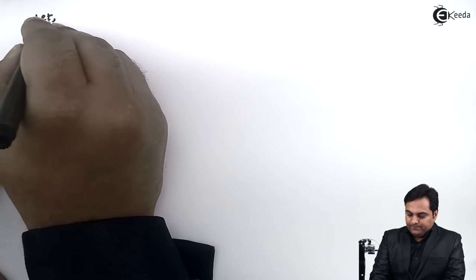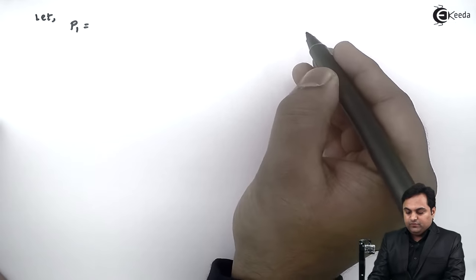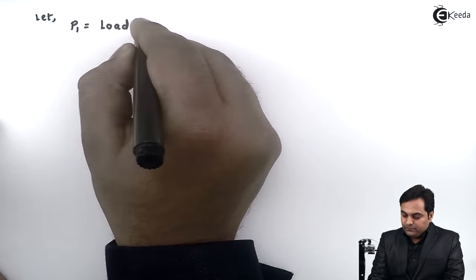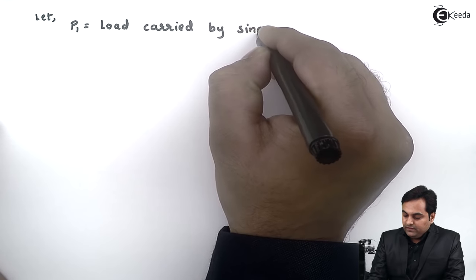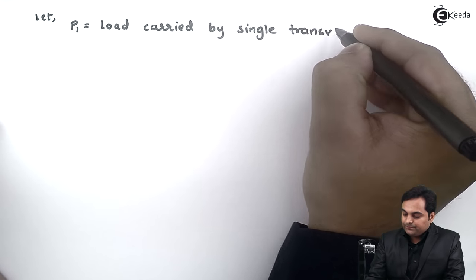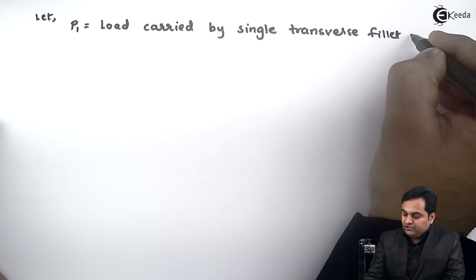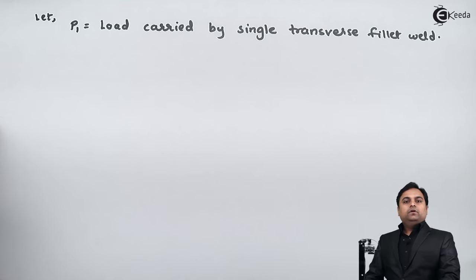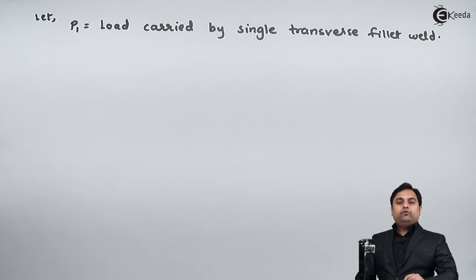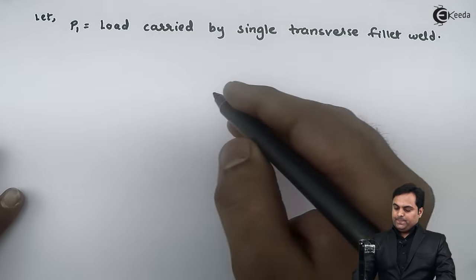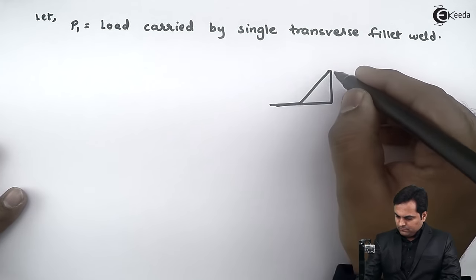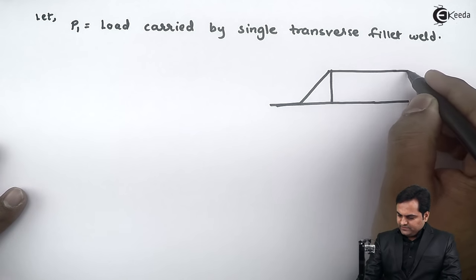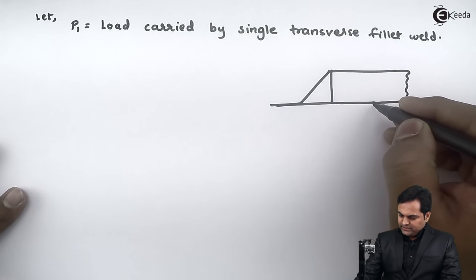Here I'll say that let P1 is equal to load carried by single transverse fillet weld. Now, how to get the value of load for that? Here I'll explain how to get that area. Here I am explaining a diagram for transverse fillet weld.